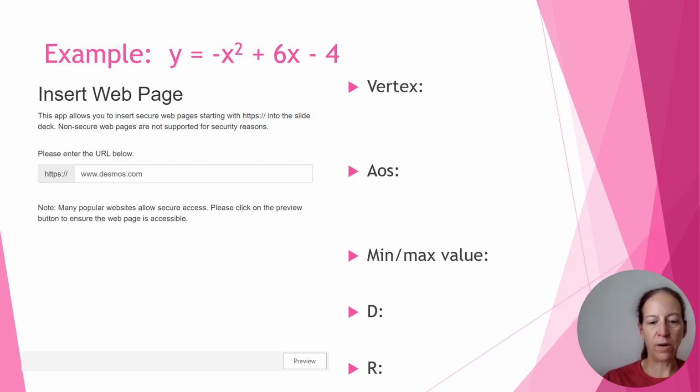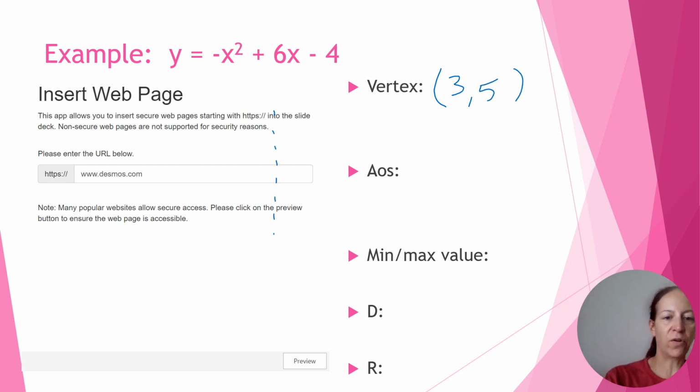Plus x squared minus 4. So there is my parabola. There's my vertex. Okay, so the first part of this done real fast. So I'm going to turn my pen back on. And so my vertex is at 3, 5. The axis of symmetry is the vertical line going straight down the middle. It must be written as an equation. X is equal to 3, because that is the equation for the vertical line. The minimum or maximum value, we have done this before.